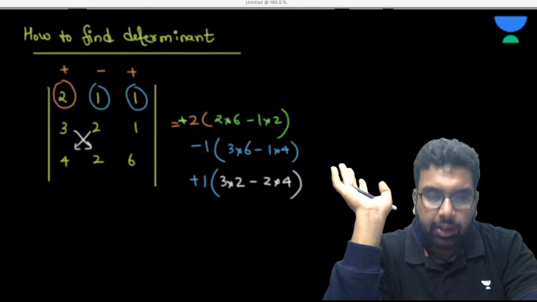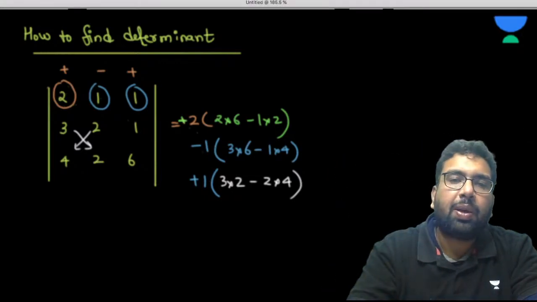Right? Now the same funda we are going to apply here. See, this is a shortcut to find, because this way is getting very lengthy. Every time you have to think whether it is positive or negative. So this is going to be a bit lengthy.